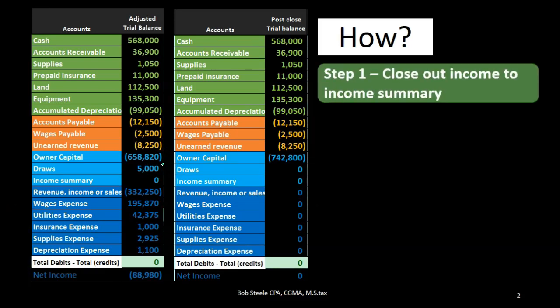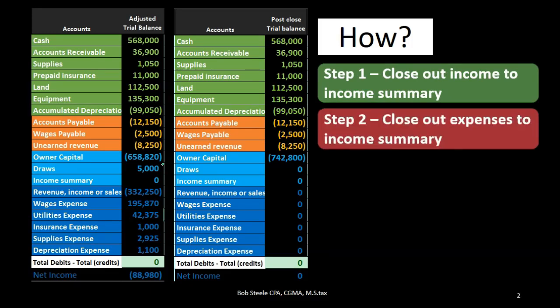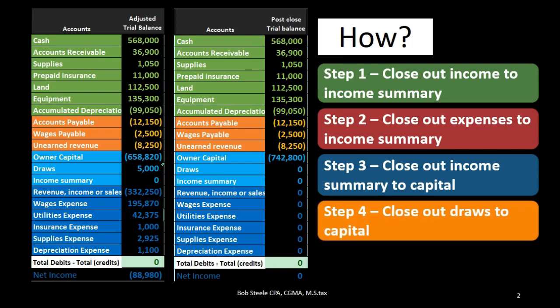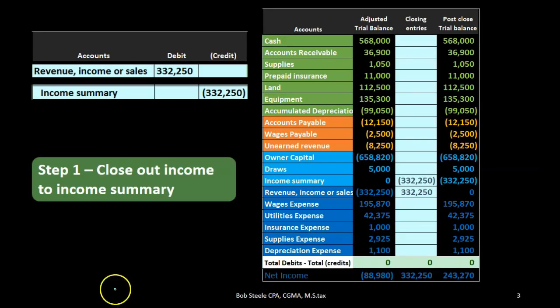We have in the past done step 1, close out income to the income summary. Then we closed out the expenses to the income summary. Then we closed out the income summary, that temporary account now having net income in it, to the capital account. Now we're doing that last step, which is to close the draws out to the capital account. Let's recap what we've had done so far.